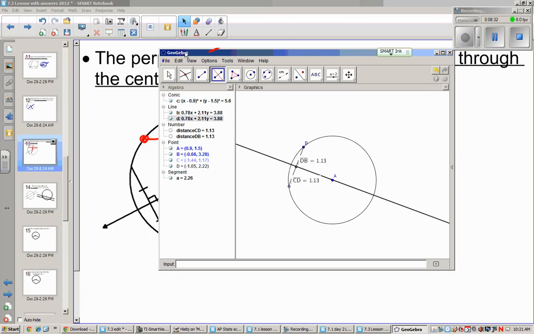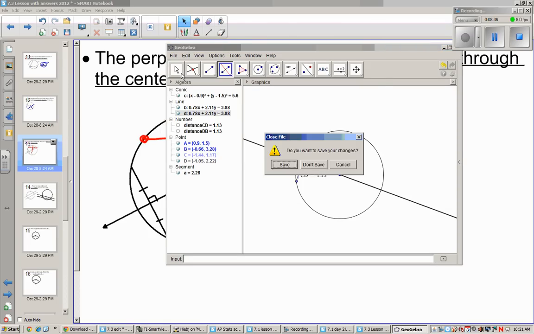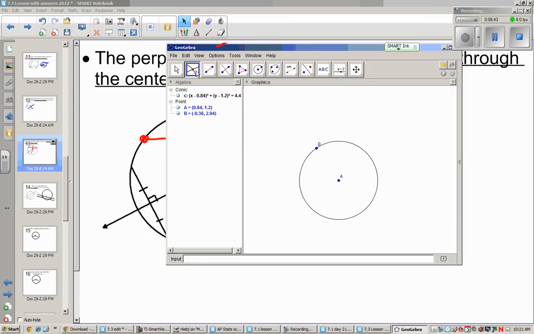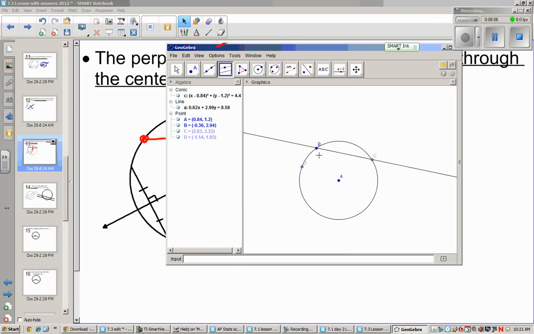Okay, so the last thing we're going to do, the last property we have, is we are going to look at parallel lines. Okay, so I'm going to pick 2 points on this circle and construct a line, and I'm going to pick another point there. So I'm going to construct one line, and then I'm going to construct a parallel line to this line through my other point.